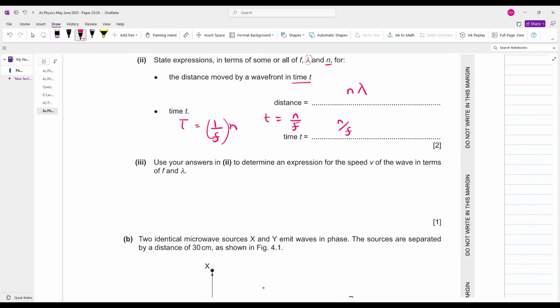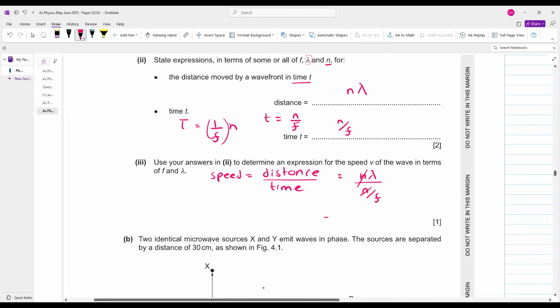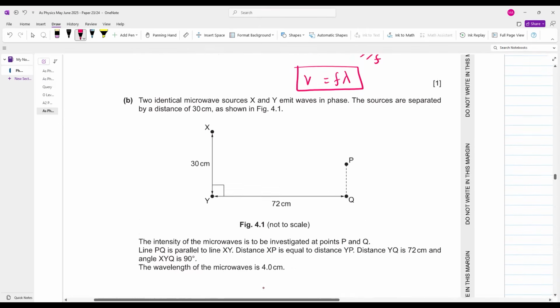Determine an expression for the speed of the wave in terms of f and lambda. Okay, speed is equal to distance over time. अच्छा जी, डिस्टेंस का क्या फॉर्मूला है? n lambda. टाइम का क्या फॉर्मूला है? n over f. Lambda cancel out. Oh, sorry, n cancels out. Frequency comes to the top side. Velocity v is equal to f lambda. This is your answer. Let's further move ahead.